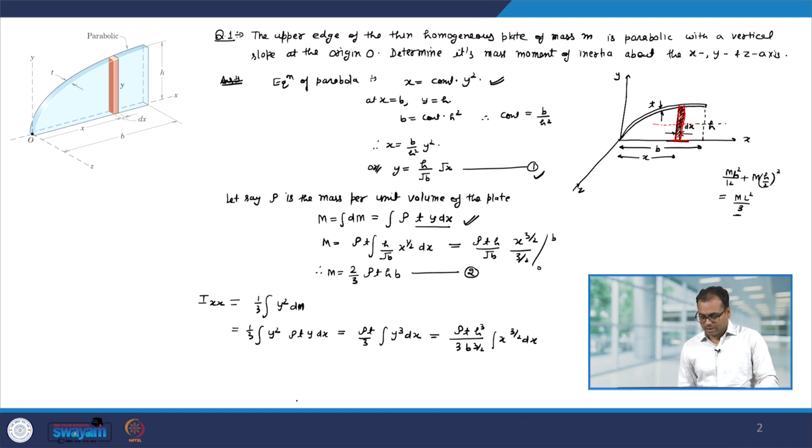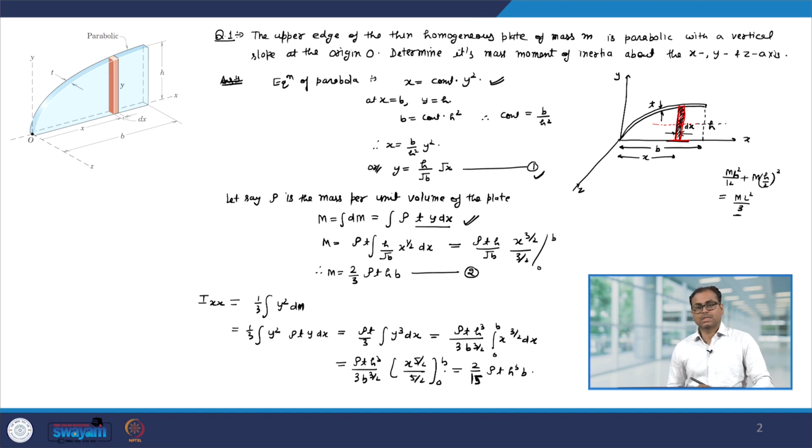Now, this integral we can find out, the limit of x is again from 0 to b. So this comes out to be rho t h to the power 3 divided by 3 b to the power 3 by 2, x to the power 5 by 2 divided by 5 by 2, limit is 0 to b. So this gives you 2 by 15 rho t h to the power 3. So this is the answer.